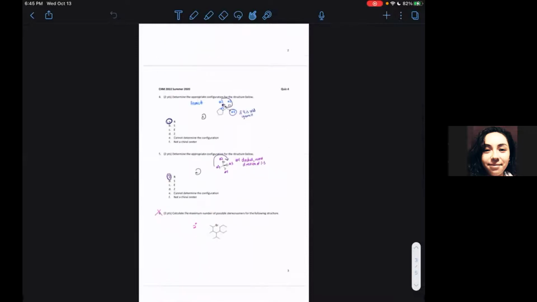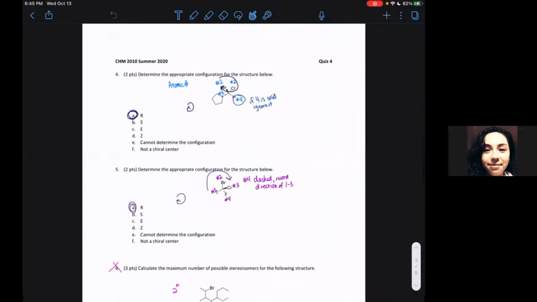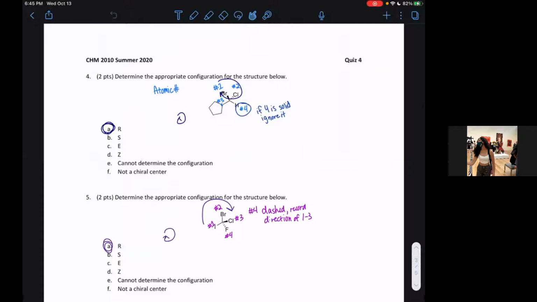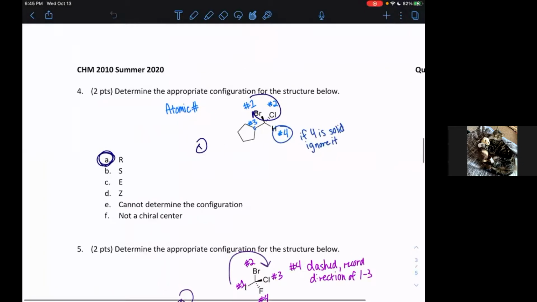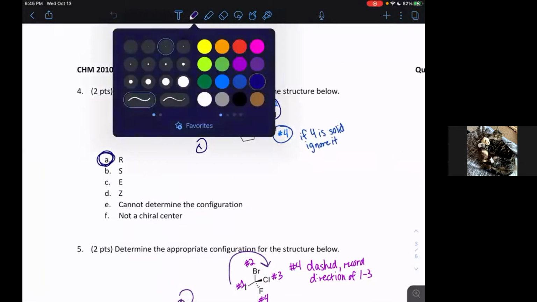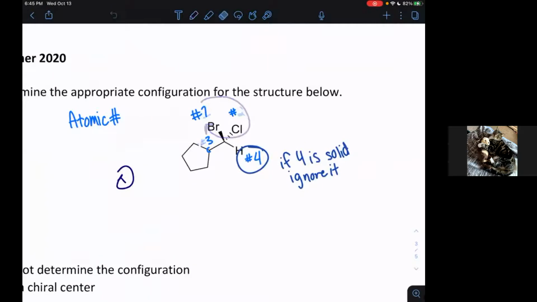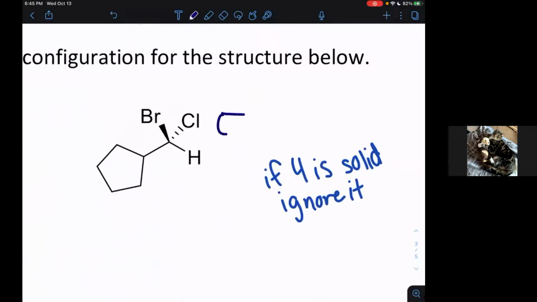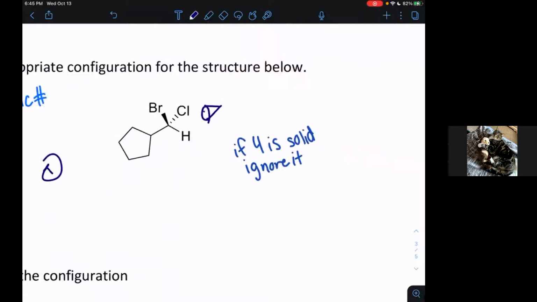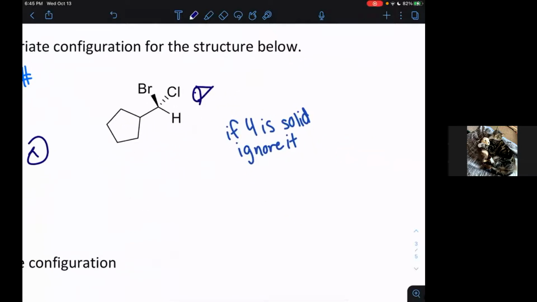Whoever asked the question for number 4, 4 is A, it's R. I had a question about number 4. I actually got S for that one, but I wasn't sure about it, so I wanted to double check. I tried to look at it like a Newman projection first, because I wanted to learn both ways. If I drew the eye coming from the bromine with the hydrogen in the back, then it would be the bromine on the top right, chlorine on the top left, and then the bottom would be the ring.